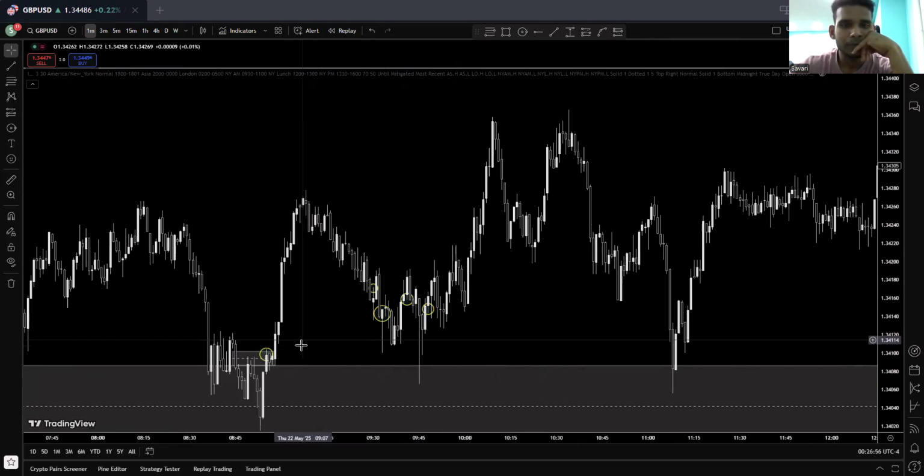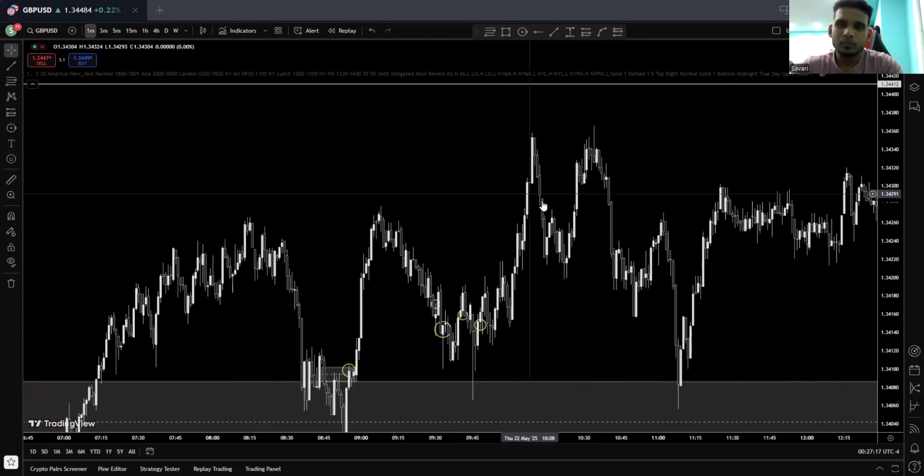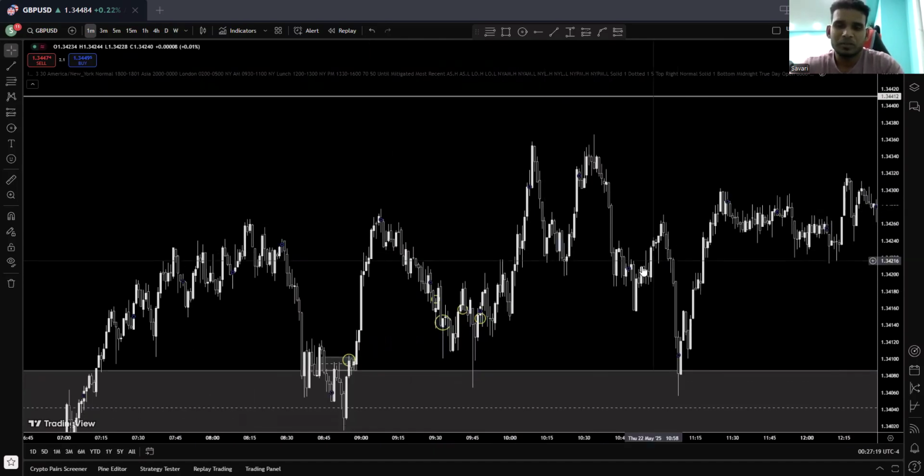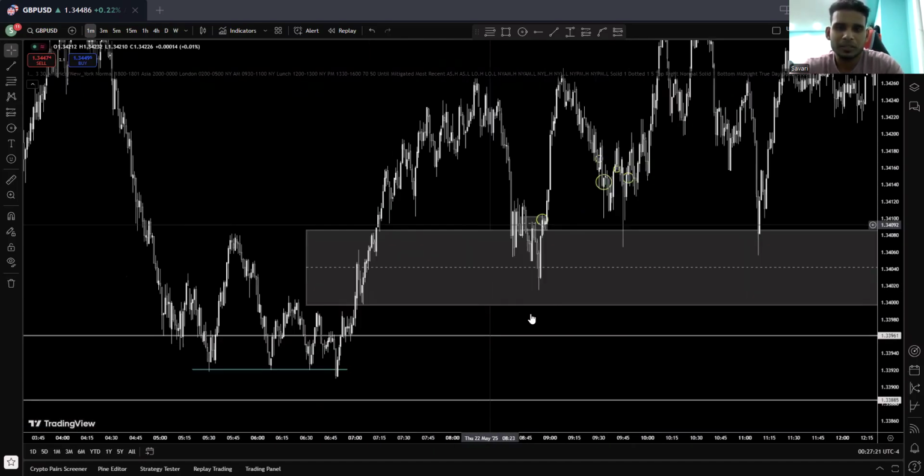So inside this fair value gap, price is just engineering the liquidity. Then again, it prints equal highs, right? Engineering the liquidity, prints equal highs, comes all the way down, sweeps. Now it starts to get displaced. So a lot of stupid shit happened.